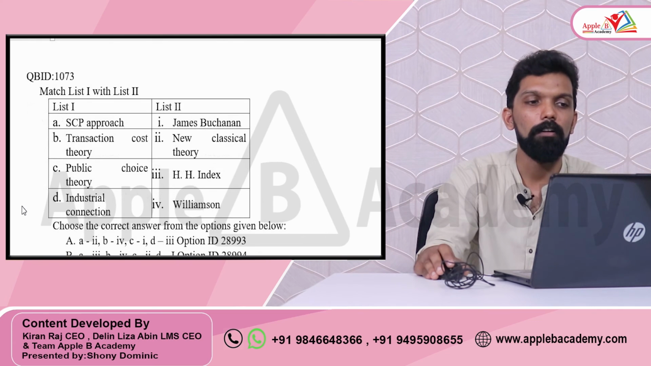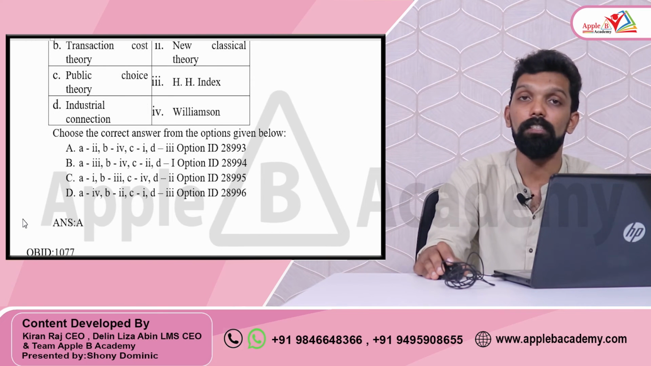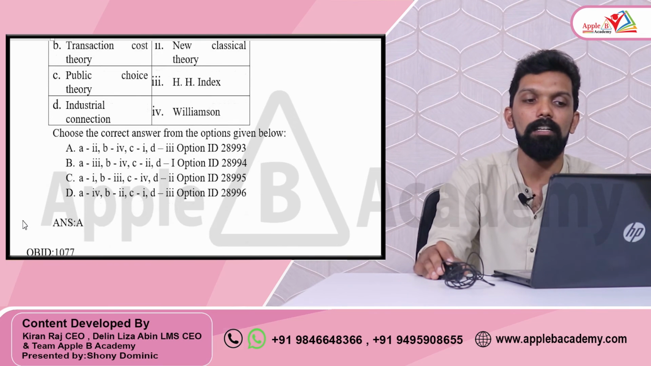So the next one we have match the following, list 1 and list 2. In list 1 we have SCP approach, transaction cost theory, public choice theory, industrial connection. So in list 2 we have James Buchanan, neoclassical theory, HHI index and Williamson. So the right answer for this question is option A, which is A2, B4, C1 and D3.